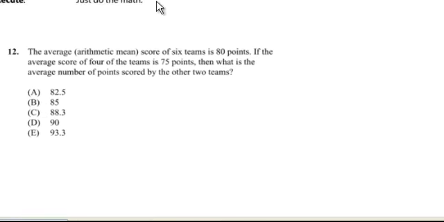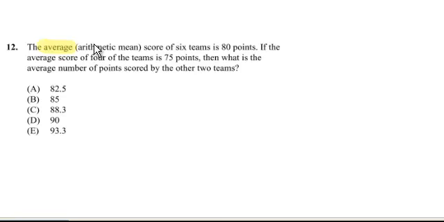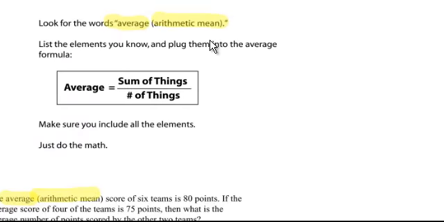First things first, we want to identify. We see the word average and this phrase arithmetic mean. We know we're dealing with average. Concept identified. Now we go to the setup step. List the elements you know and plug them into the average formula, which is this. Average equals the sum of things divided by the number of things. All right, well, in number 12, we know we've identified an average problem, which means we're going to need the formula average equals sum divided by number. Make sure you include all the elements.